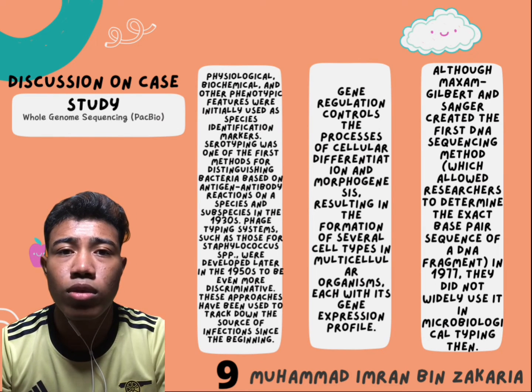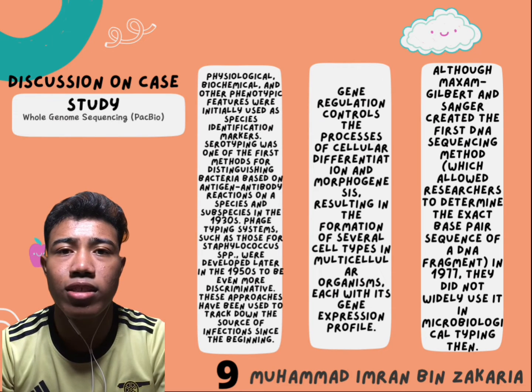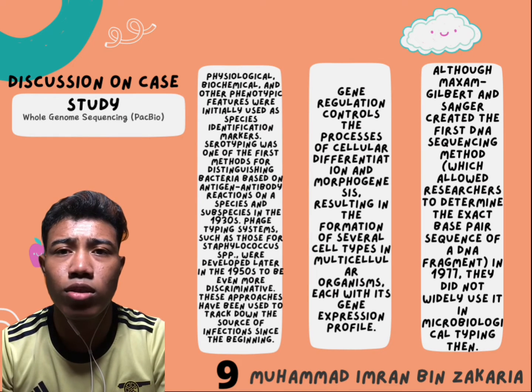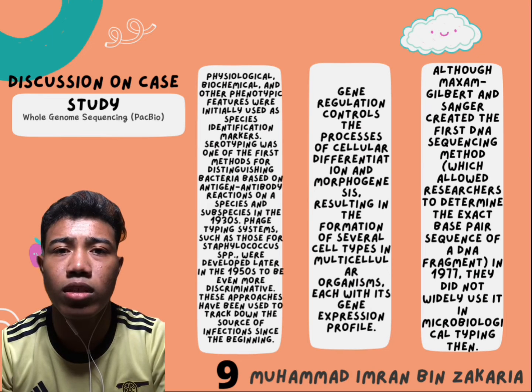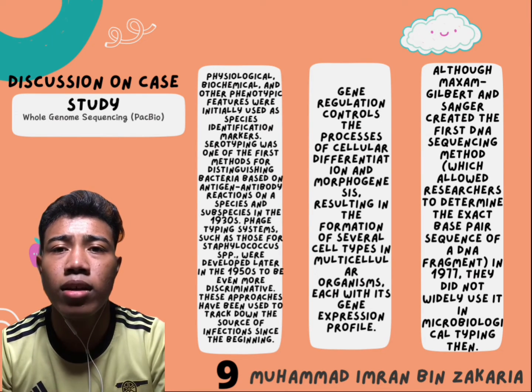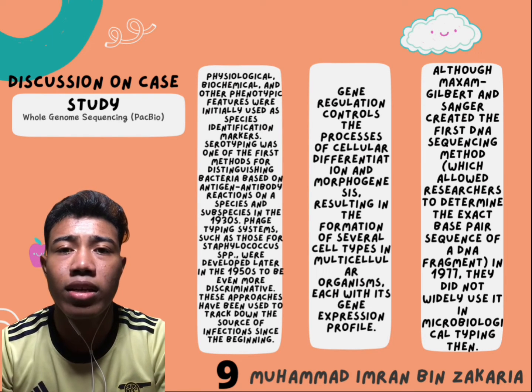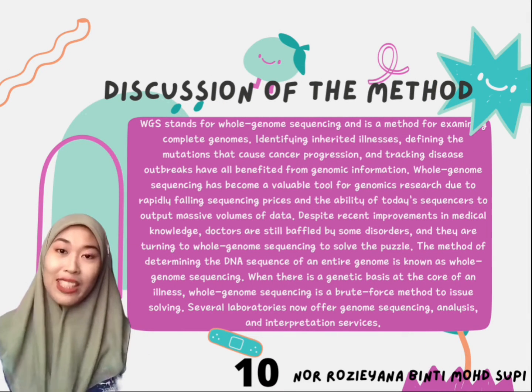Gene regulation controls the processes of cellular differentiation and morphogenesis, resulting in the formation of several cell types in multicellular organisms, each with its own gene expression profile. Although Maxam, Gilbert and Sanger created the first DNA sequencing method in 1977, which allowed researchers to determine the exact base pair sequence of a DNA fragment, it was not widely used in microbiological typing then. Today I will discuss whole genome sequencing.